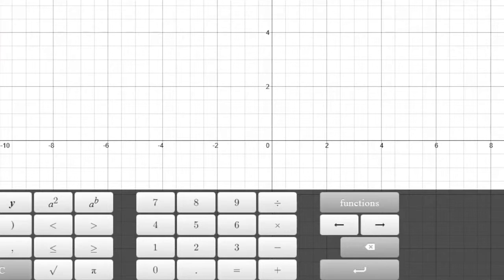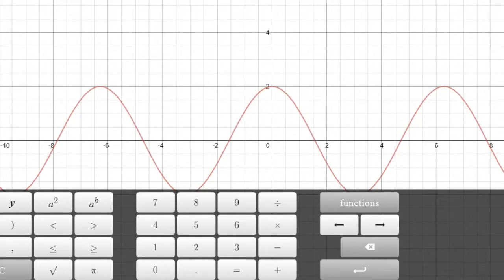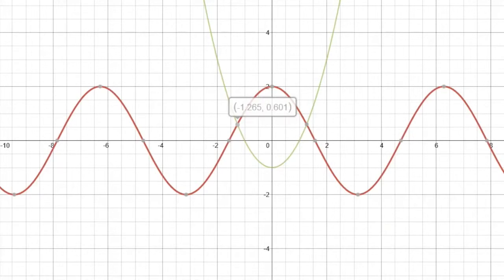So I'll start off by graphing these two graphs. 2 cosine of x, and underneath we're going to put x squared minus 1. So as you can see, these graphs intersect, and they create an area between, right? So now I'm just going to put my handy dandy mouse right over the intersection, and it should give me the point. So there you go. The x values at which they intersect are negative 1.265 and positive 1.265.